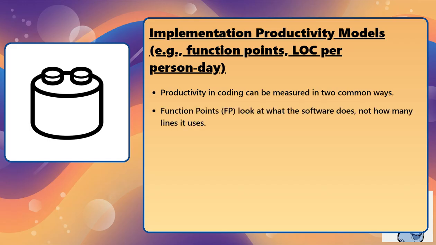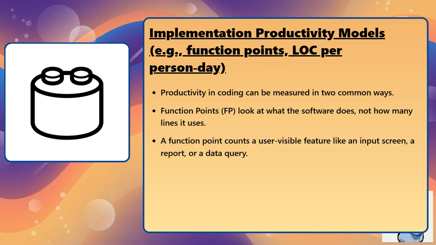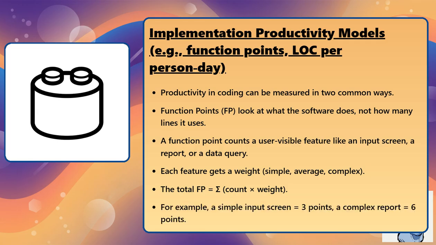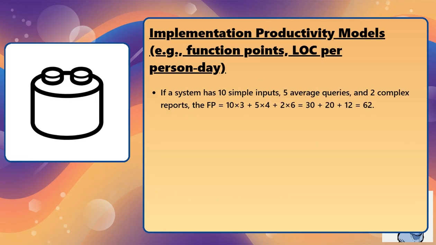Productivity in coding can be measured in two common ways. Function points, abbreviated FP, look at what the software does, not how many lines it uses. A function point counts a user-visible feature like an input screen, a report, or a data query. Each feature gets a weight: simple, average, complex. The total FP equals sigma of count times weight. For example, a simple input screen equals 3 points, a complex report equals 6 points. If a system has 10 simple inputs, 5 average queries, and 2 complex reports, the FP equals 10 times 3 plus 5 times 4 plus 2 times 6 equals 30 plus 20 plus 12 equals 62.